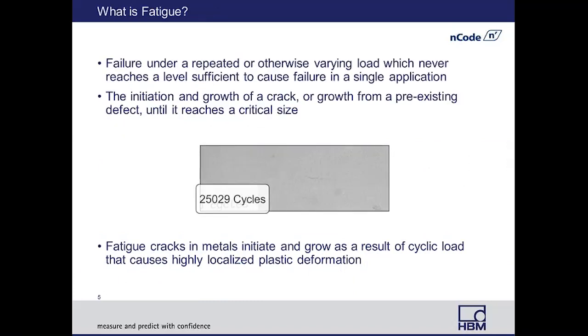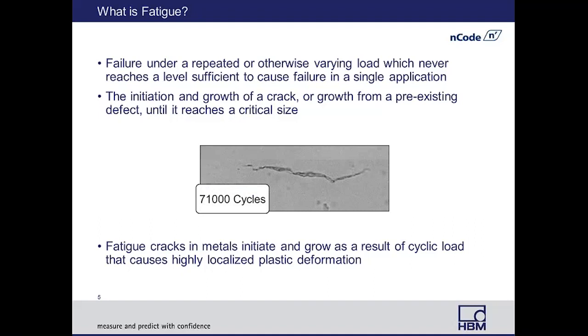So what is fatigue? Fatigue is a failure that occurs under repeated loading. This loading could be variable in amplitude. It could also be constant amplitude. And these loads might produce stresses that are well below the yield stress of a material, or even the UTS of a material. So it's not necessarily a failure that occurs immediately. It's something that will occur over time, so it's a progressive failure.